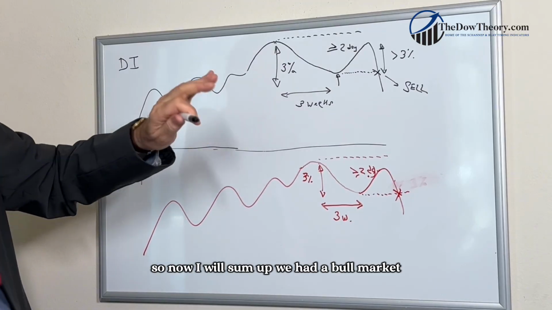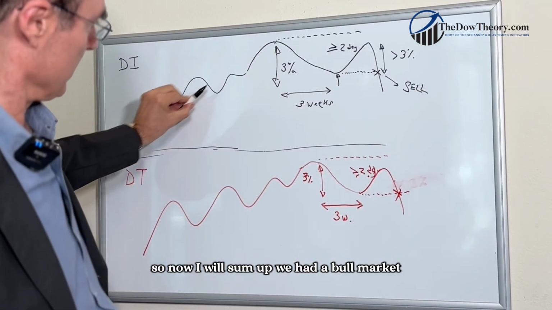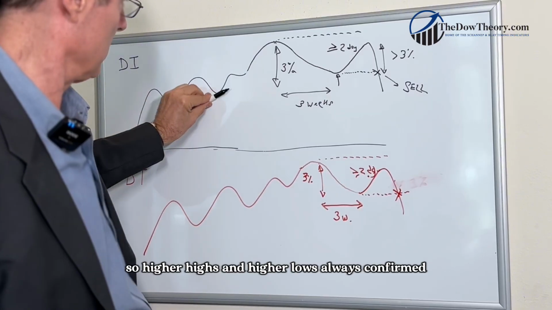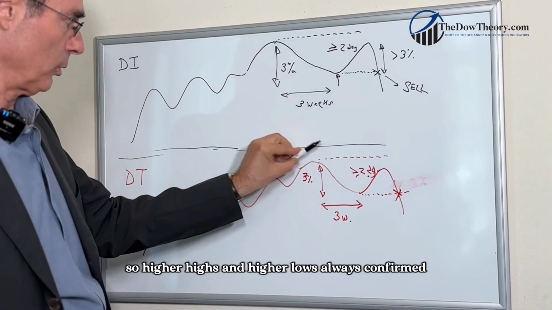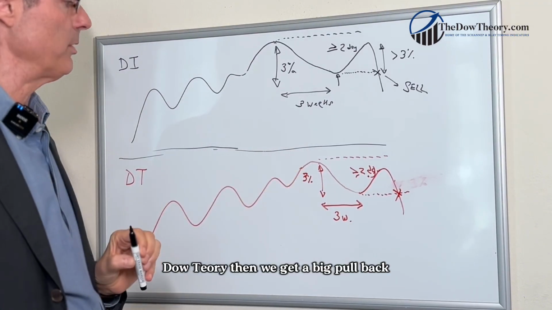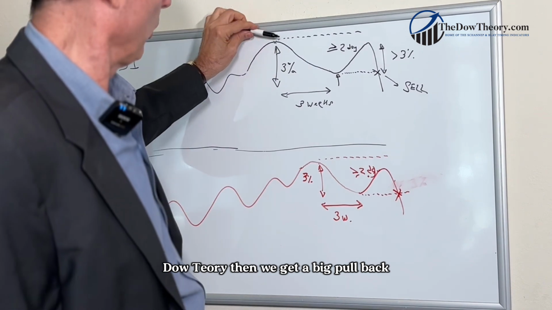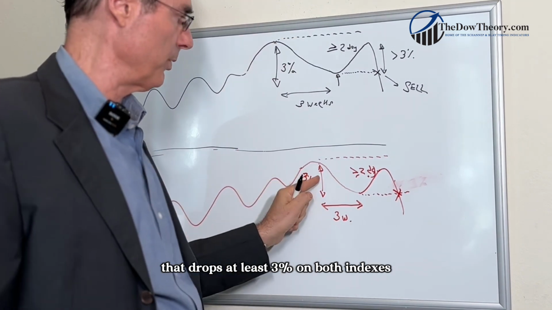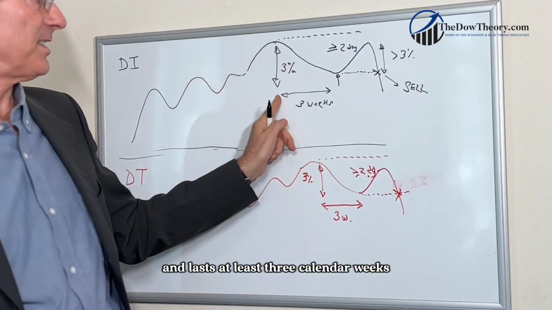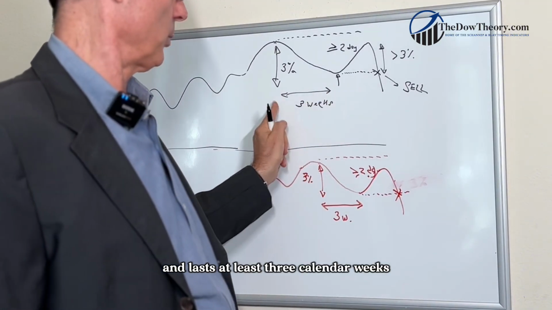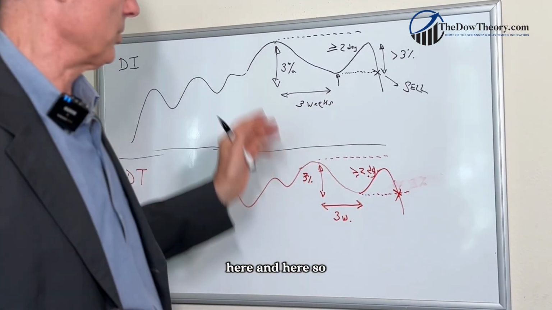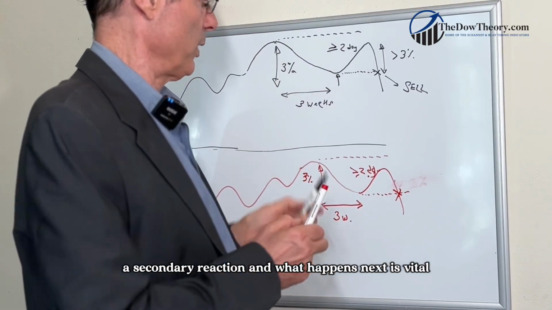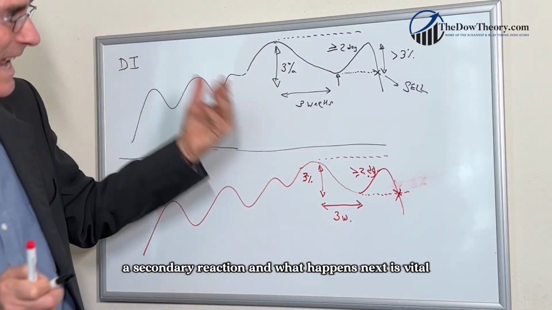So now I will sum up. We had a bull market, so higher highs and higher lows, always confirmed, Dow theory. Then we get a big pullback that drops at least 3% on both indexes and lasts at least 3 calendar weeks, here and here. So this confirmed drop means that we have a secondary reaction, and what happens next is vital.